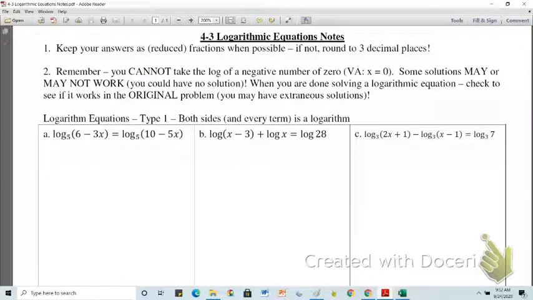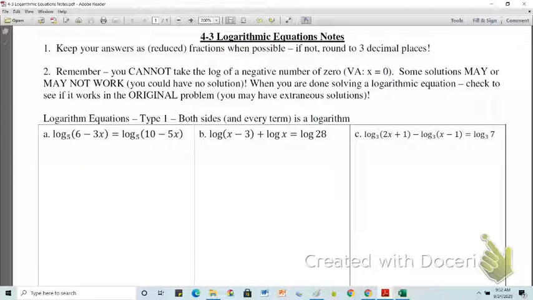Good morning. Today we are going to cover 4-3 logarithmic equations. As a reminder from yesterday, keep your answers in reduced fractions when possible. If not, round to 3 decimal places. Also, you cannot take the log of a negative number.